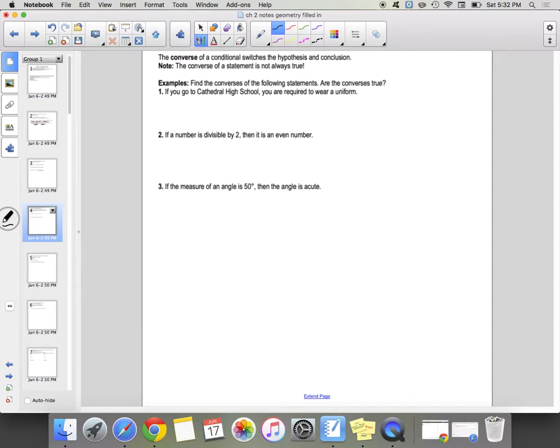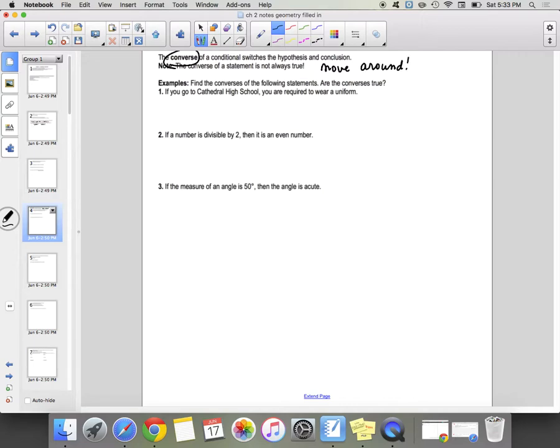All right, so the converse. The converse happens when we switch the hypothesis and a conclusion. So when it's in the if-then form, you would just switch the then part to the front of the statement to be the new if part. So a converse, I told you to remember converse sneakers. We move things around.